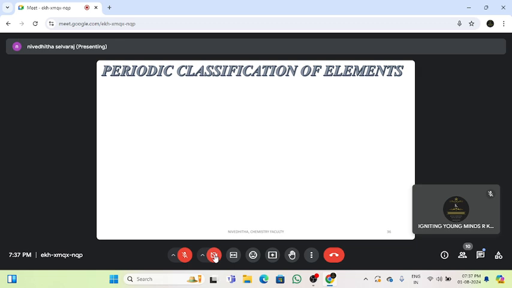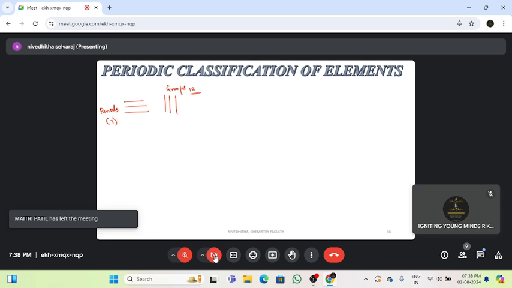How many periods and how many groups are there in the periodic table? Horizontal rows are called periods and vertical columns are called groups. There are 7 periods and 18 groups in the periodic table. Generally, period number represents the valency shell number and group number represents the number of valency electrons. Let us have an example.